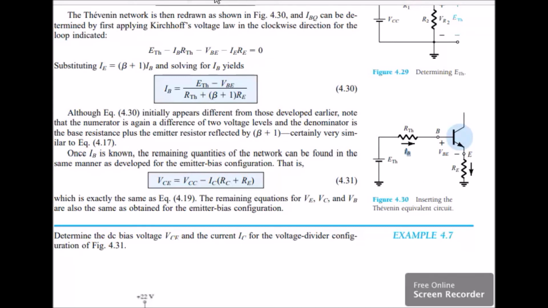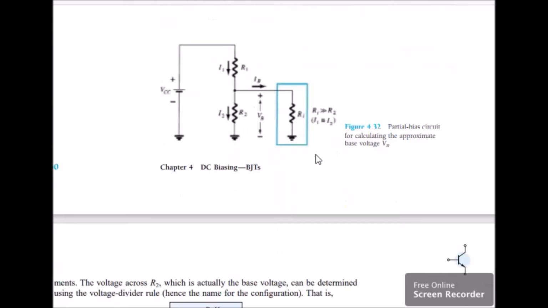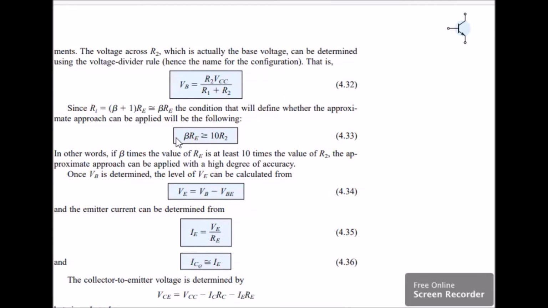Yung isa is the approximate. Okay, so sa approximate, ina-approximate natin na itong IB dito is approximately zero siya. So kapag walang current dito, yung ating R1 and R2 nagiging series. Okay, so pwede mo na lang siyang i-add and then you proceed with yung normal na. Pero, that is only applicable, mag-approximate analysis lang tayo if we satisfy this condition: if our beta RE is greater than or equal to 10 R2. Okay, yung beta, alam niyo na to. Ang RE, alam niyo din to.